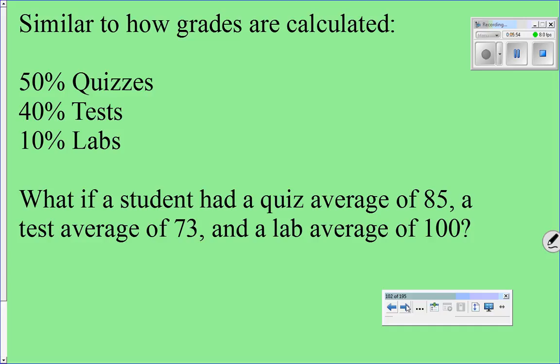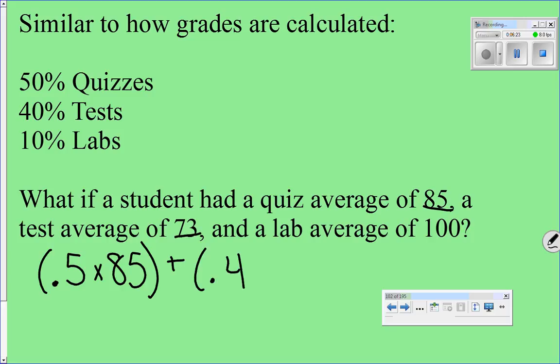Another place you've seen this is with calculating grades. So if the grading percentages for a class are 50% quizzes, 40% tests, and 10% labs, and you had a student with a quiz average of 85, you'd say, okay, 0.5, or half of the grade, is comprised of that 85 quiz average. I'm going to add that to my test average of 73, and that's a large chunk of my grade as well, so 0.4 times 73.